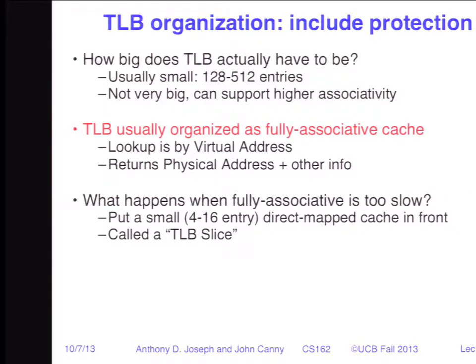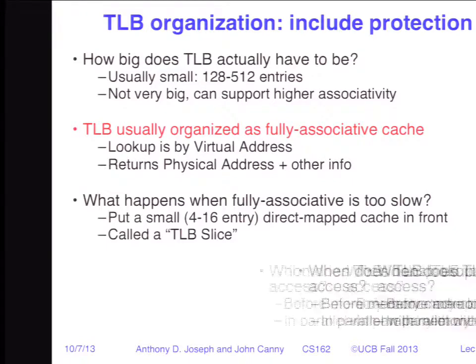Now, what happens if a fully associative cache is too slow, because we've got 512 comparators that all have to be muxed together? Well, we can actually have a hierarchy and put a very small, like 4 to 16 entry direct map cache in front of the TLB. So if we miss in that TLB slice, then we'll look in our fully associative TLB, and then we'll go to memory. Right? And this can work very well, because most of your memory accesses in a program are typically in a very small region. But this allows us to actually keep many, many more addresses mapped at the same time.